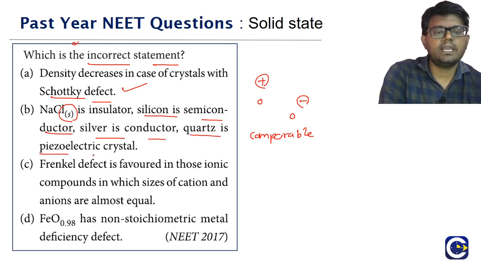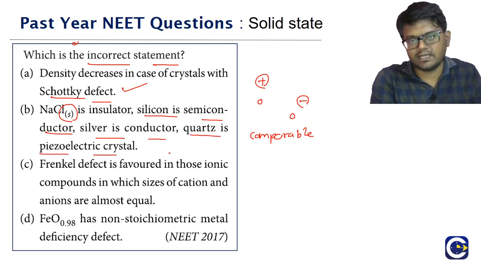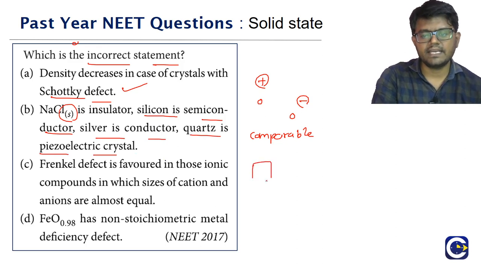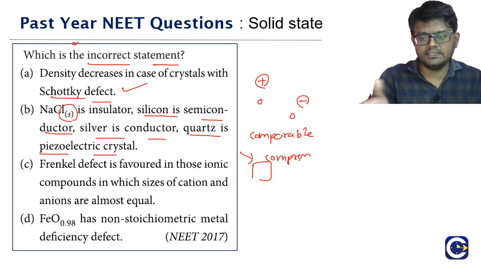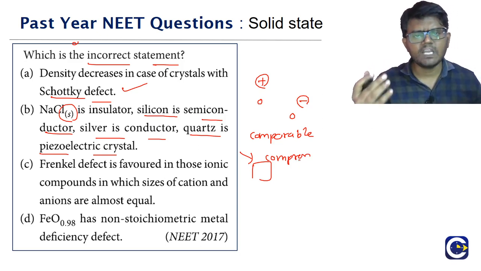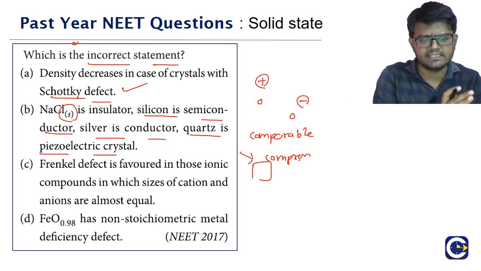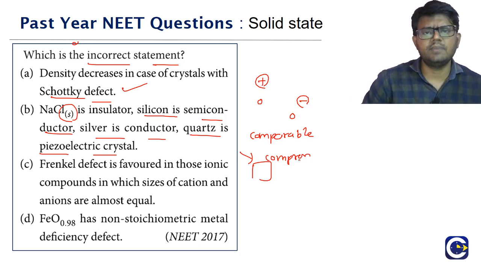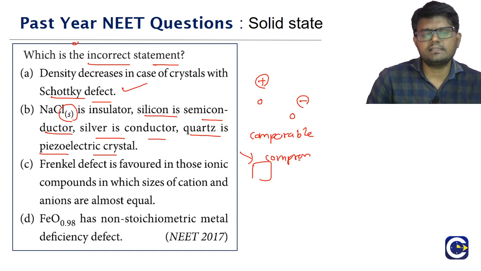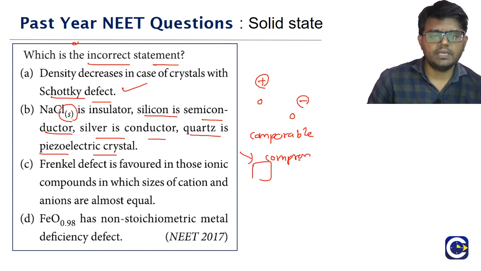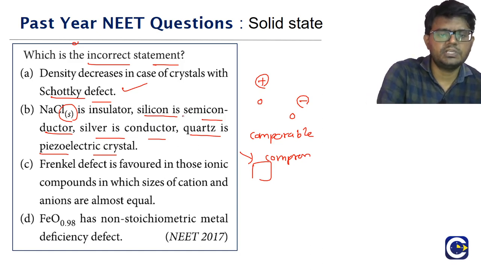Quartz is a piezoelectric crystal. What is a piezoelectric crystal? If you have some materials and you compress them, basically when you apply some mechanical stress, which is something that you will learn in physics also, then these substances are able to produce an electric effect. Those substances are called piezoelectric substances. Quartz is one of the examples of a piezoelectric crystal. So the second option is also correct. We are looking for incorrect ones.